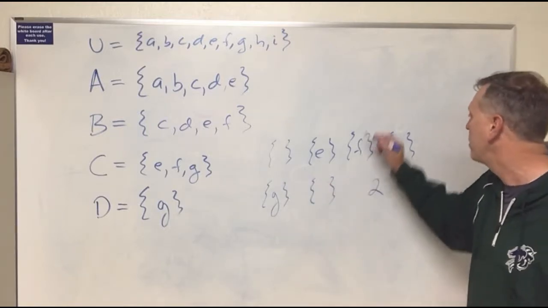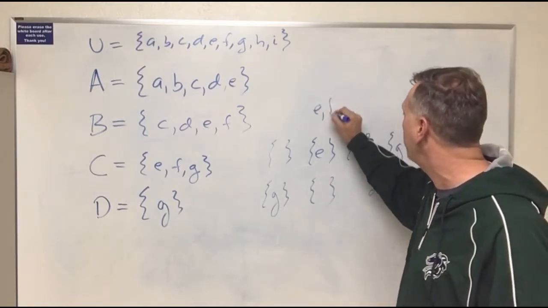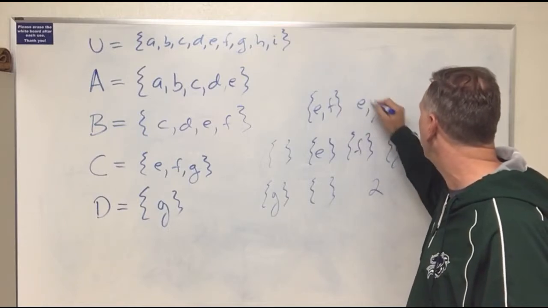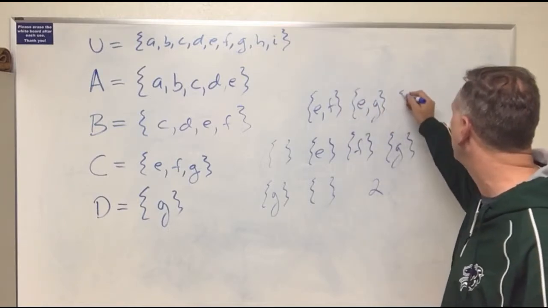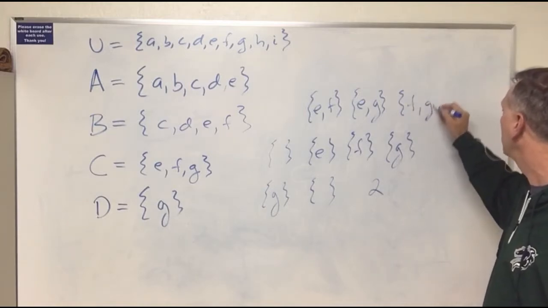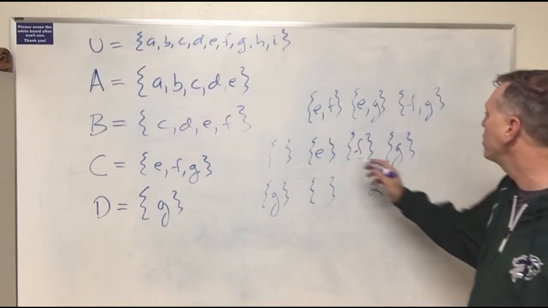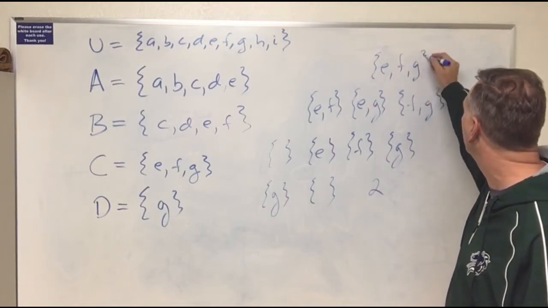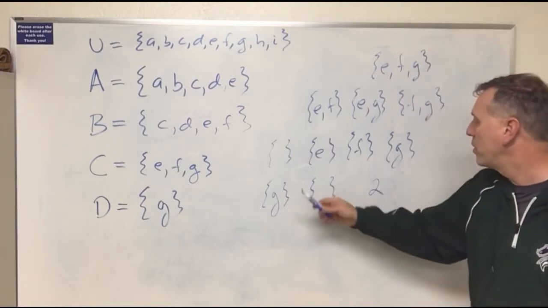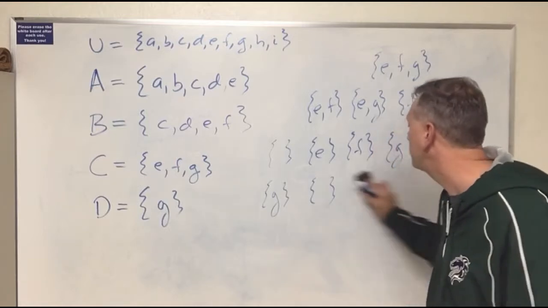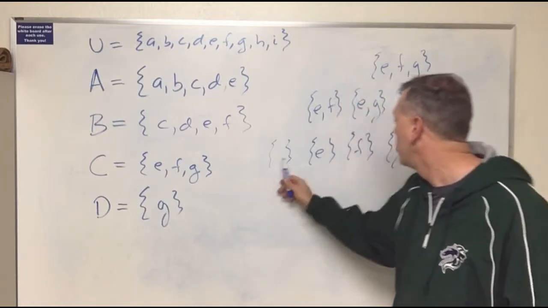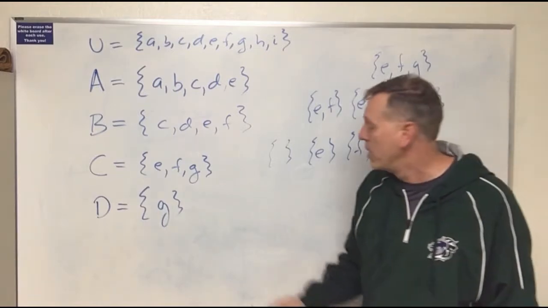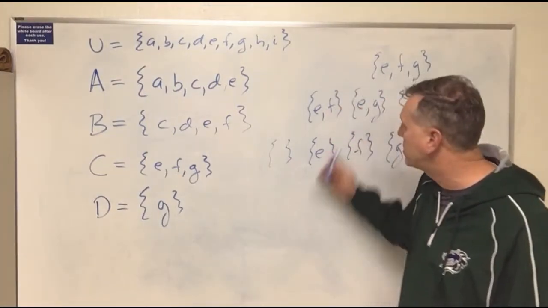In addition to that, we could have the set EF. We could have the set EG. And we could have the set F and G. And then we have one more set. We could have the set E, F, and G. So we see in the subsets of C, 1, 2, 3, 4, 5, 6, 7, 8. 8 of them. 3 elements, we get 8 subsets.